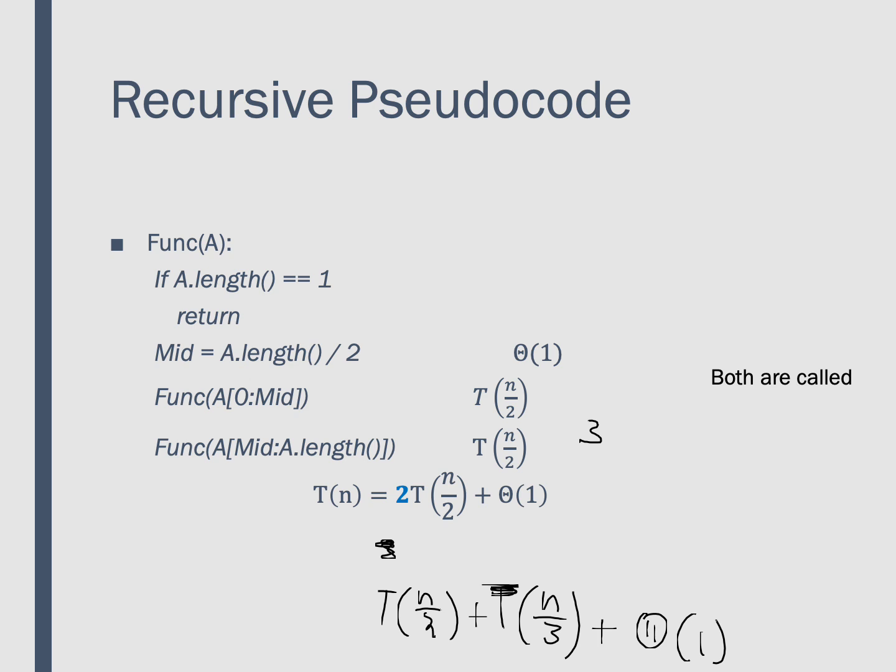And then at the second level, each recursive call splits into 2 smaller problems of size n/4 with constant time overhead. This continues until the size of the sub-problem reaches 1.